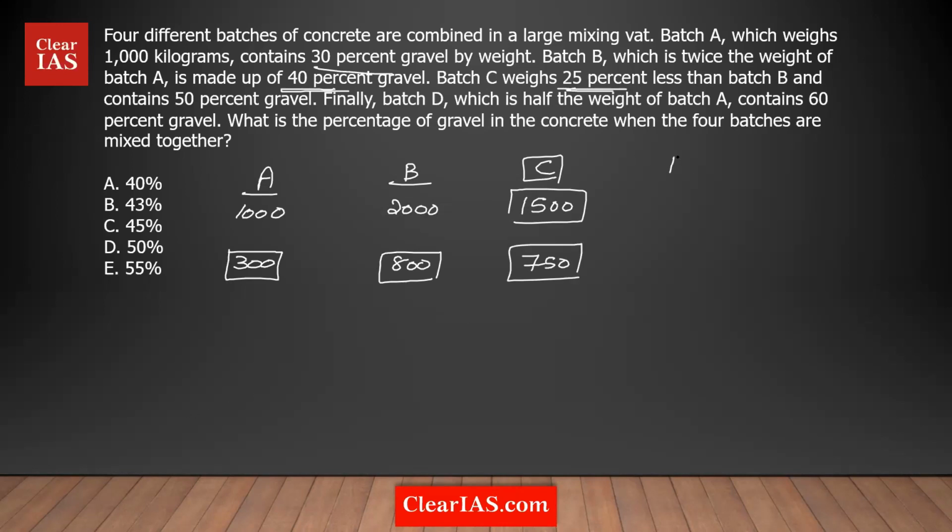Then the last one is batch D, which contains half of the weight of batch A. Half of 1000 is 500, and it contains 60% gravel. Correct? 60% of 500 is nothing but 60 into 5, 300. So those calculations you'd be pretty fast. You don't need to write anything on the paper to calculate this, right? So all good.